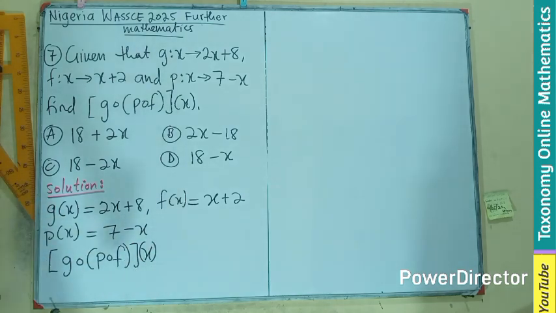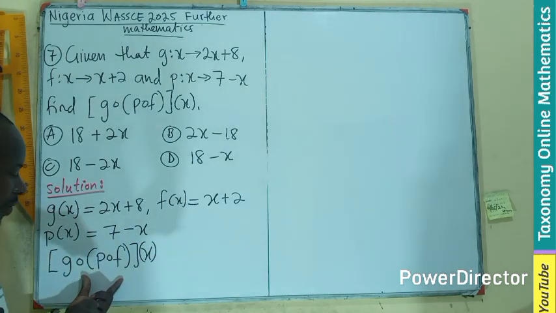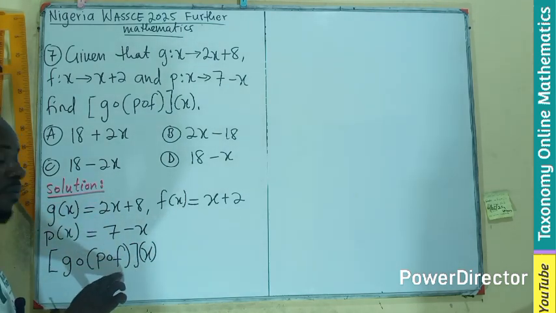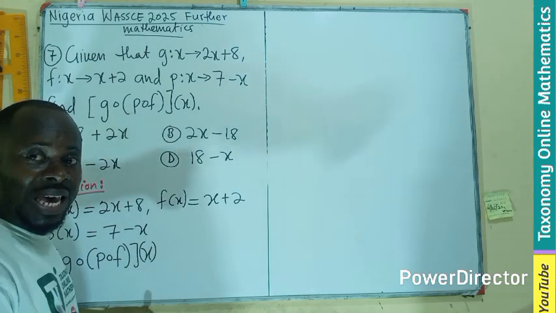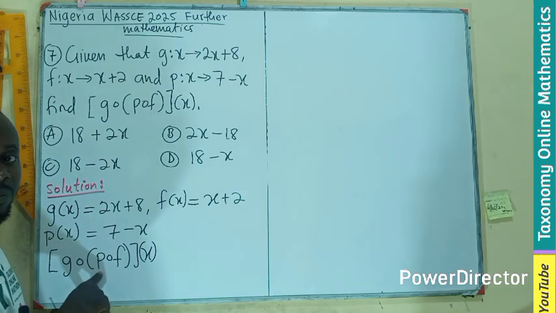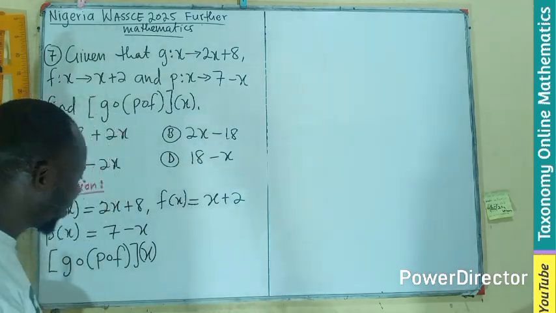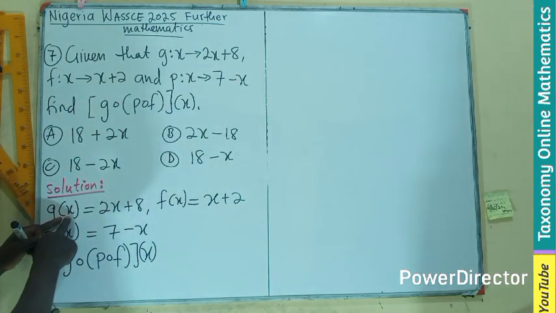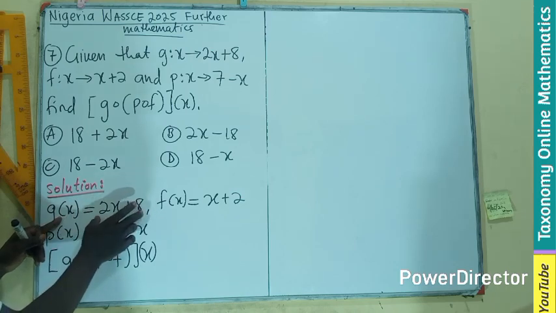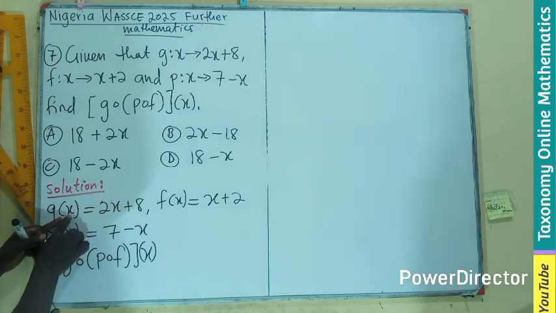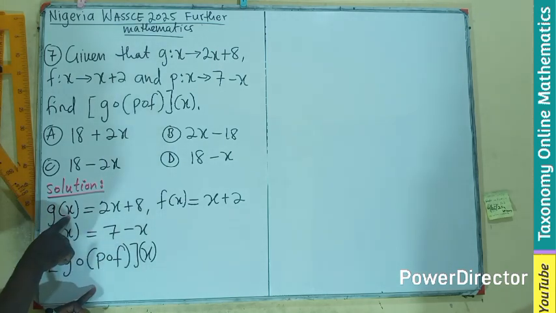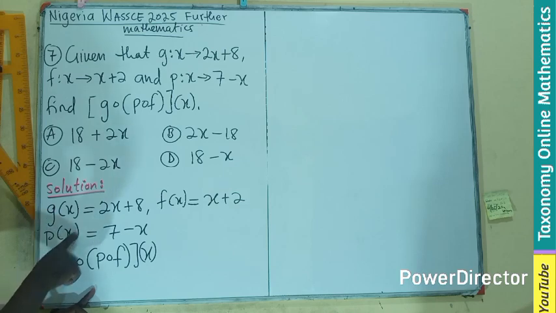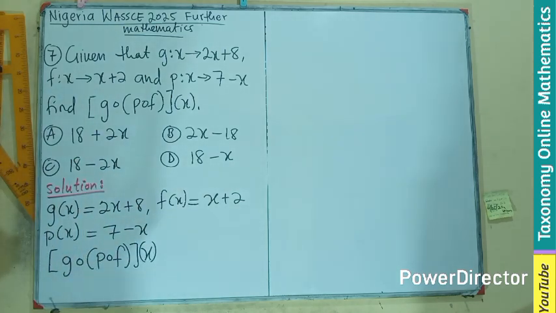Now, if I'm having g of p of f of x, it means I can pick p of f first, as in putting the function f inside the function p. Just like we say p is pregnant with x, we are going to replace the x we are seeing here. So this is p of f, where the whole of this will be substituted in place of x. Then we find the value.